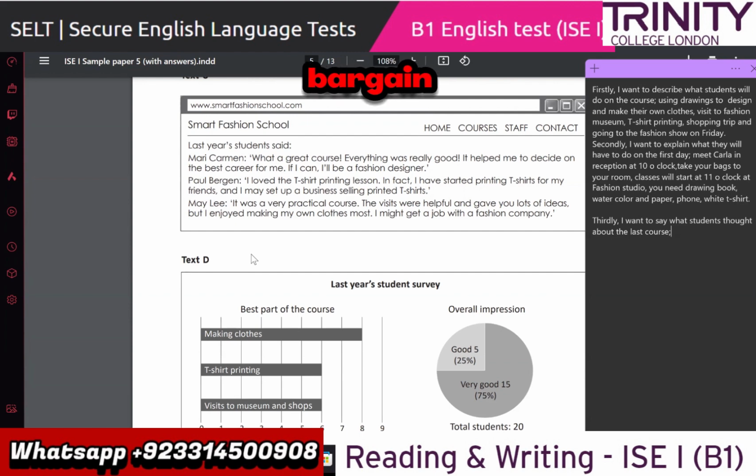Paul Bargain: "I loved the t-shirt printing lessons. In fact, I have started printing t-shirts for my friends, and I may set up a business selling printed t-shirts." May Lee: "It was a very practical course. The visits were helpful and gave you lots of ideas, but I enjoyed making my own clothes most. I might get a job with a fashion company."